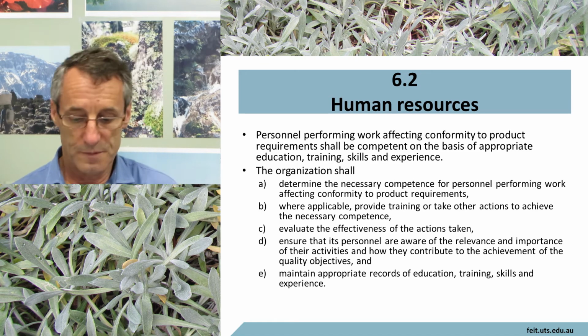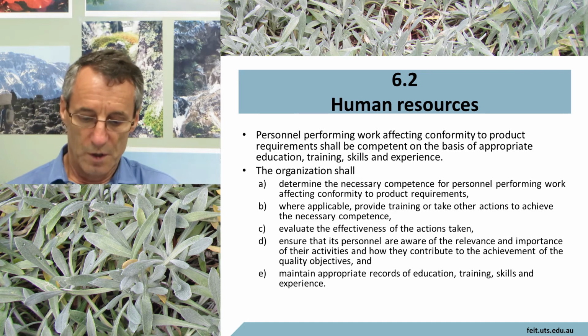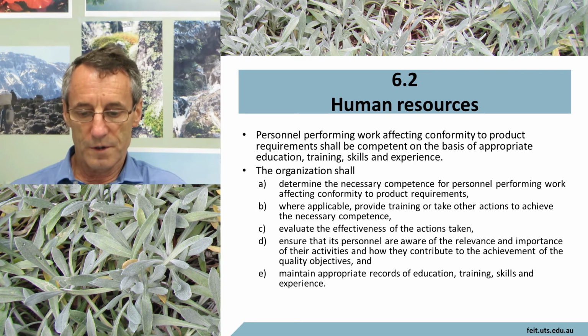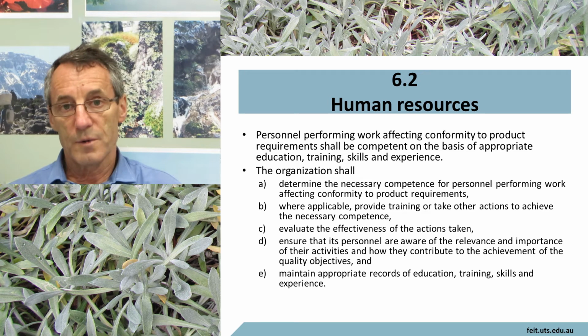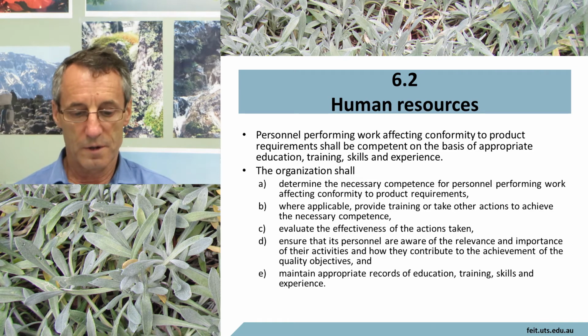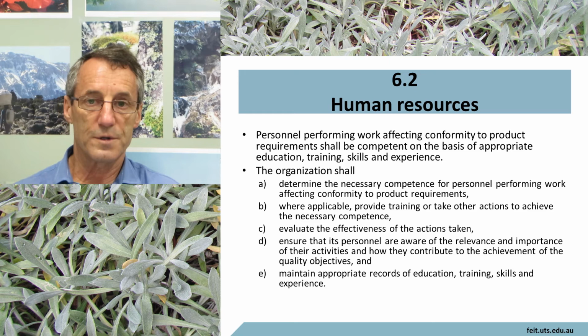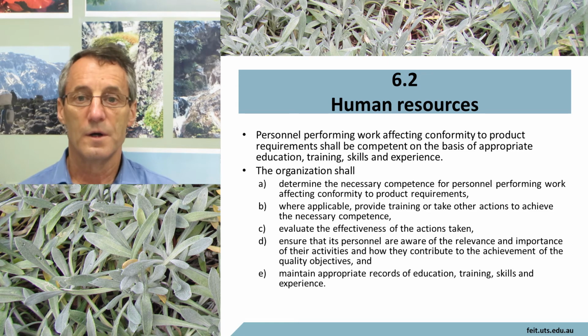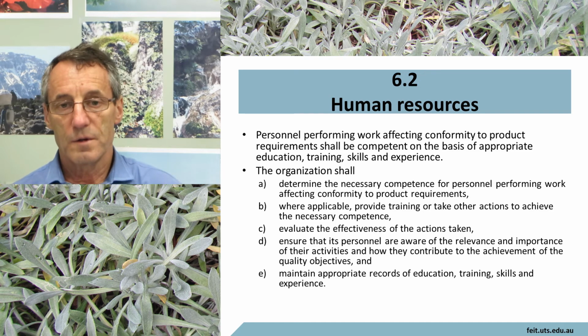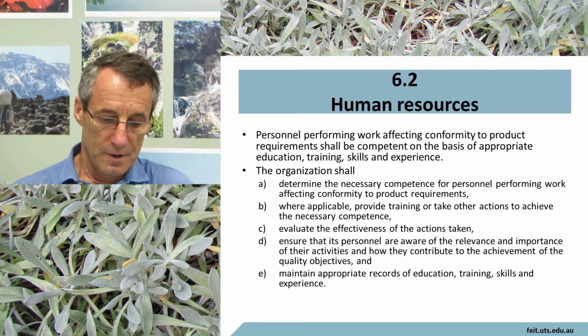Human resources is the first one, Section 6.2. Personnel performing work affecting conformity to product requirements shall be competent on the basis of appropriate education, training, and experience. In other words, they have to actually know and understand a certain amount about quality management. Not necessarily product realization, but they do have to understand about quality management so that they know what's required to operate the quality management system.